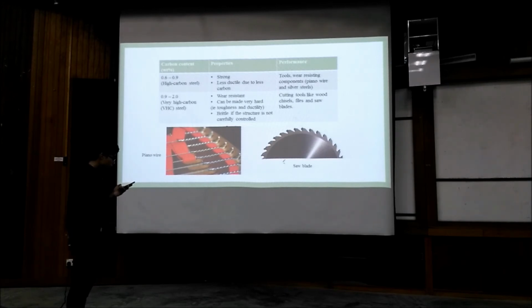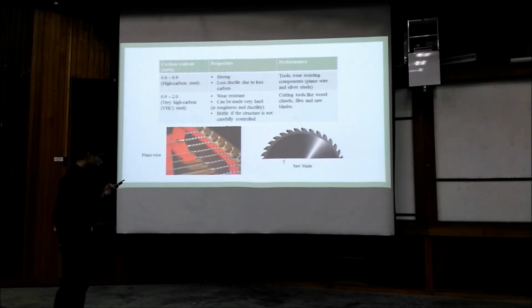Next, we go to high carbon steel, which contains 0.6 to 0.9% of carbon. It is strong whether heat treatable or not, but in contrast, its ductility decreases as the percentage of carbon increases. It is used where maximum strength is significant rather than toughness. It is used in tools and components such as piano wire, cable steel, and etc.